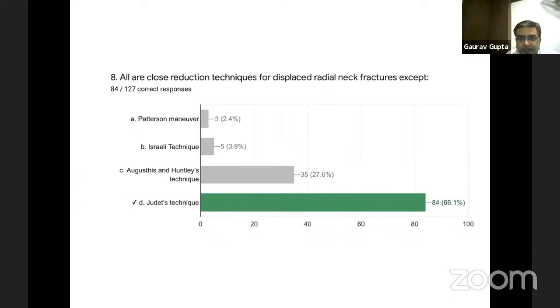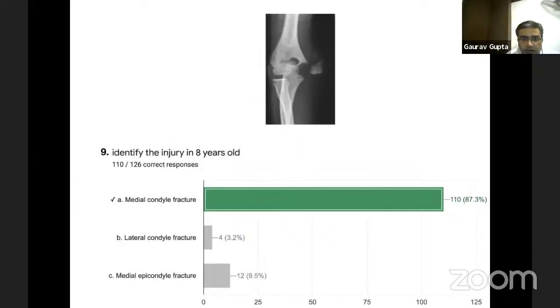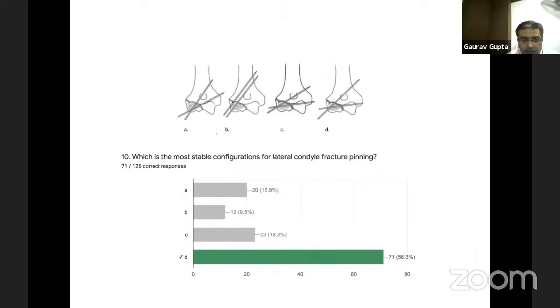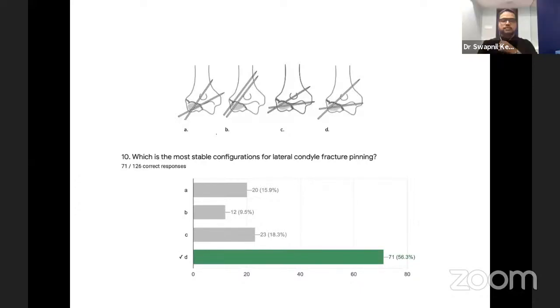All of these are closed reduction techniques for displaced radial neck fractures: Patterson, Israeli, Augustus. Judet is not a technique, but it classifies radial neck fractures. 66% people marked it right. This is a simpler one. Identify the injury: medial condyle fracture. 87% marked it right. And the last question was about the stability of the configurations. Classical paper by Dr. Sabharwal. Around 71 people marked it right. That is D. D is the correct answer. The more divergent they are, the better it is.